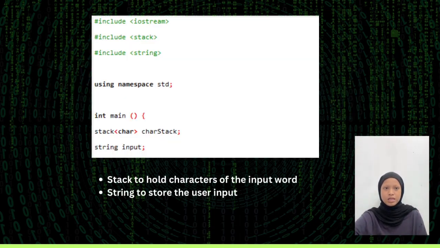First, we need int main, curly bracket, stack char stack; semicolon, string input; semicolon. So the stack is to hold the characters of the input word and the string is to store the user input.